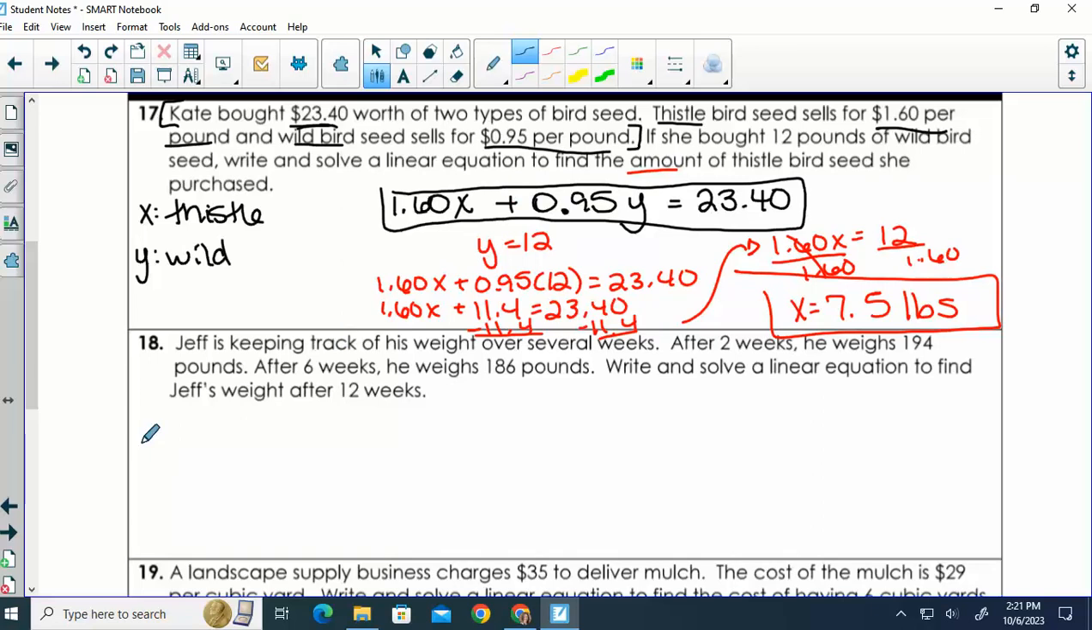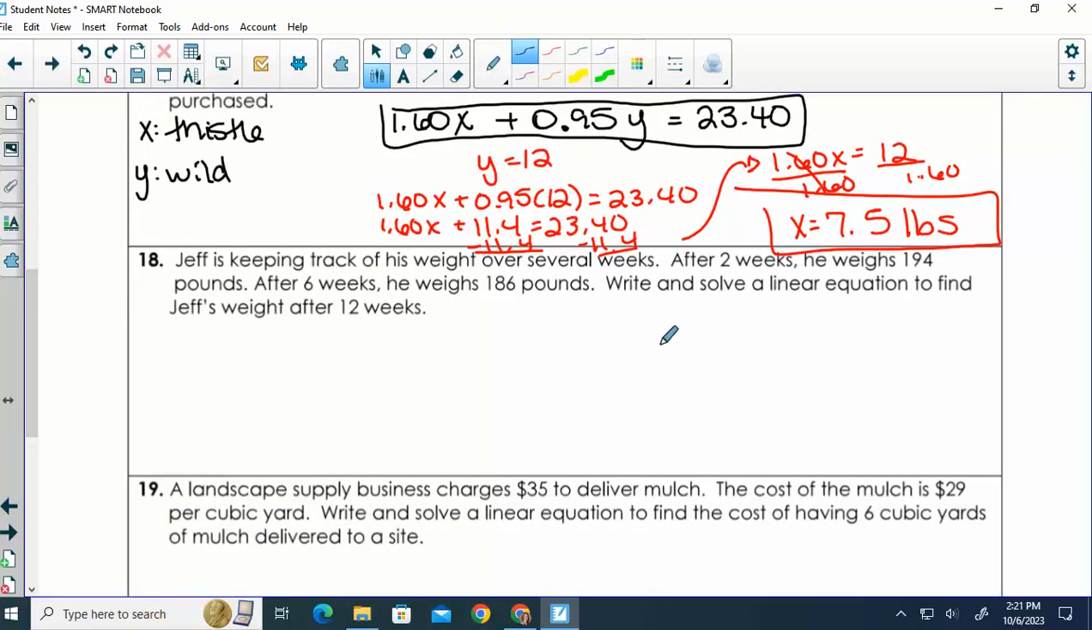All right. Let's look at the next one. Jeff is keeping track of his weight over several weeks. After 2 weeks, he weighs 194 pounds. After 6 weeks, he weighs 186 pounds. Okay, that's all I need to write my equation. The last sentence is just telling you what to plug in later. Did I give you a slope, something per something? No, so there's no slope.